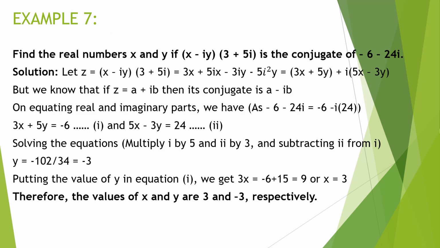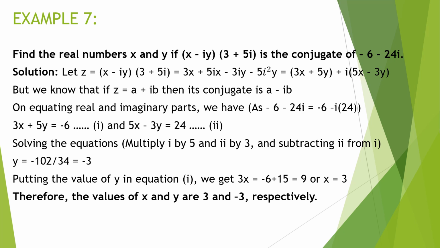Example 7. Find the real numbers x and y if (x minus iy) into (3 plus 5i) is the conjugate of minus 6 minus 24i. So you have to find the numbers x and y if it is given that the first number, which is (x minus iy) into (3 plus 5i), is the conjugate of the number minus 6 minus 24i. So first we try to simplify.